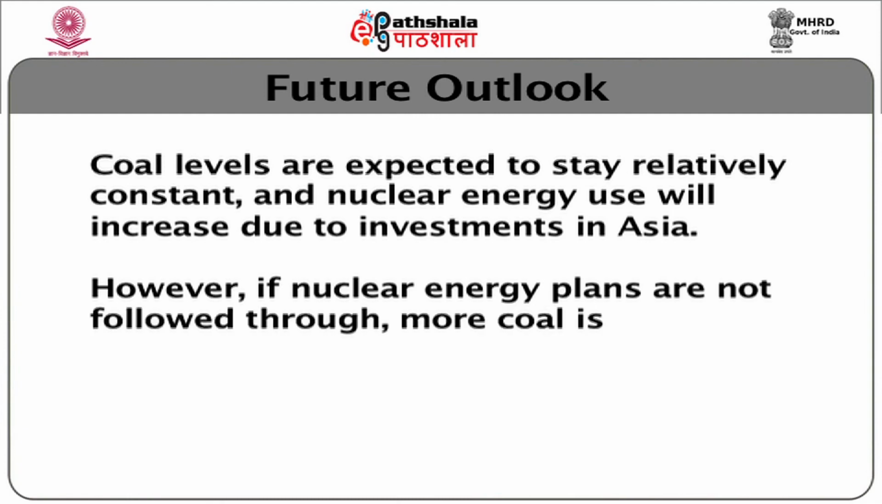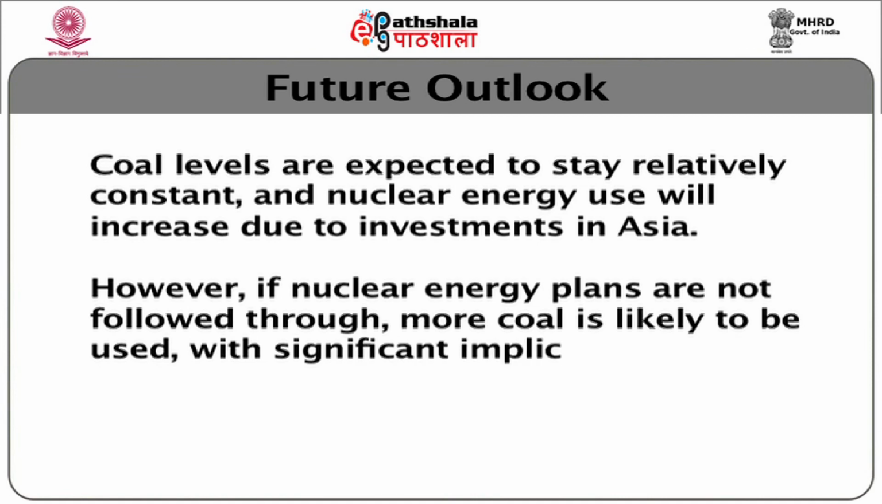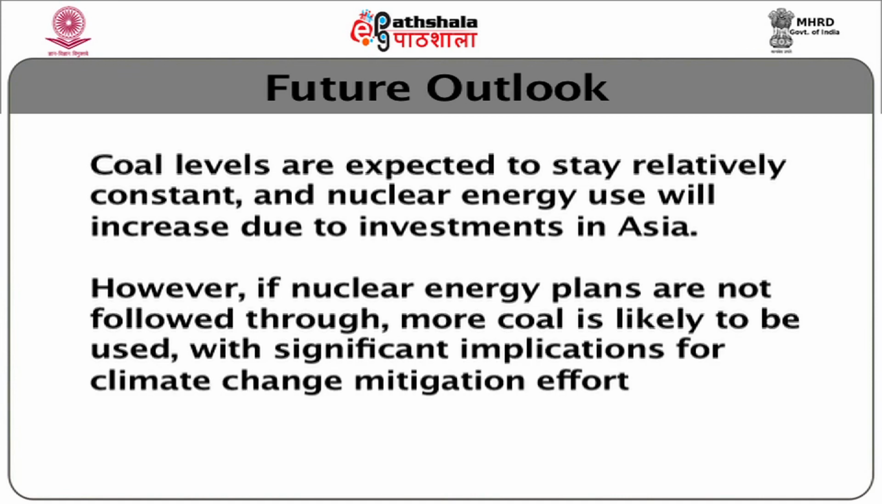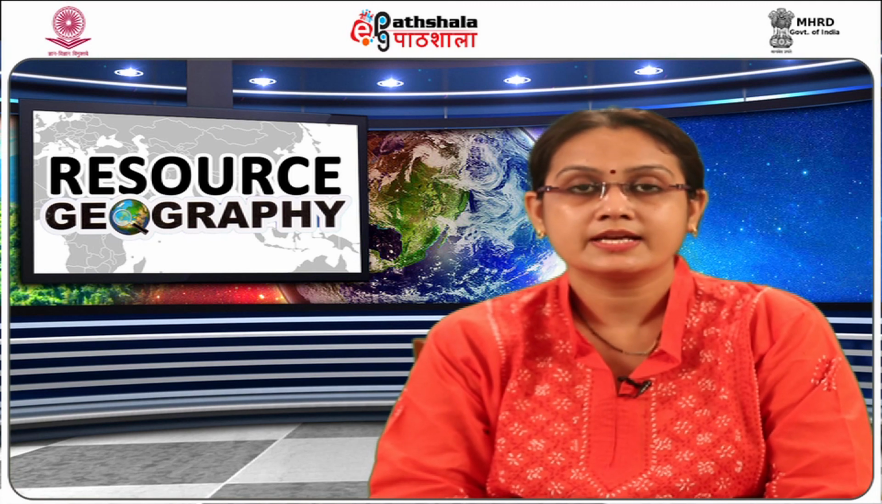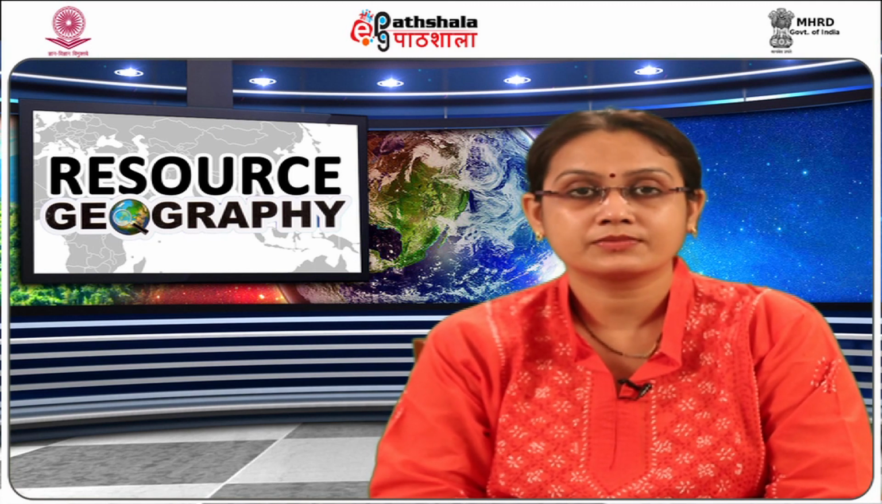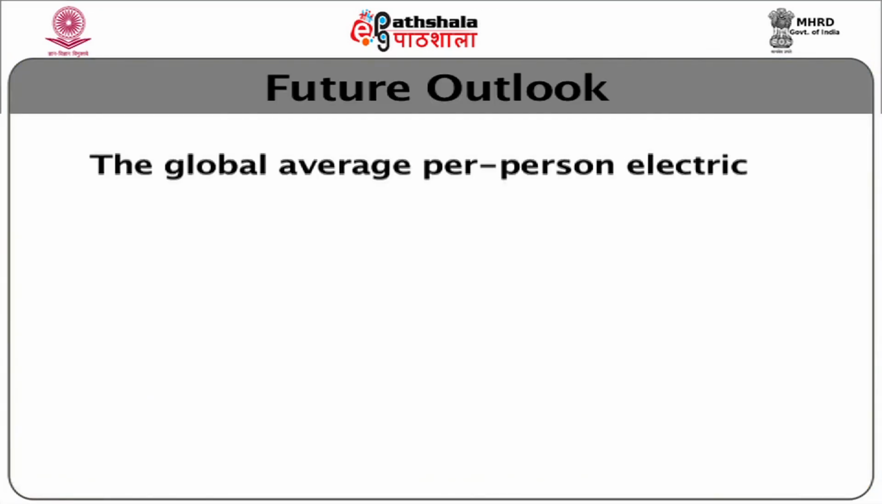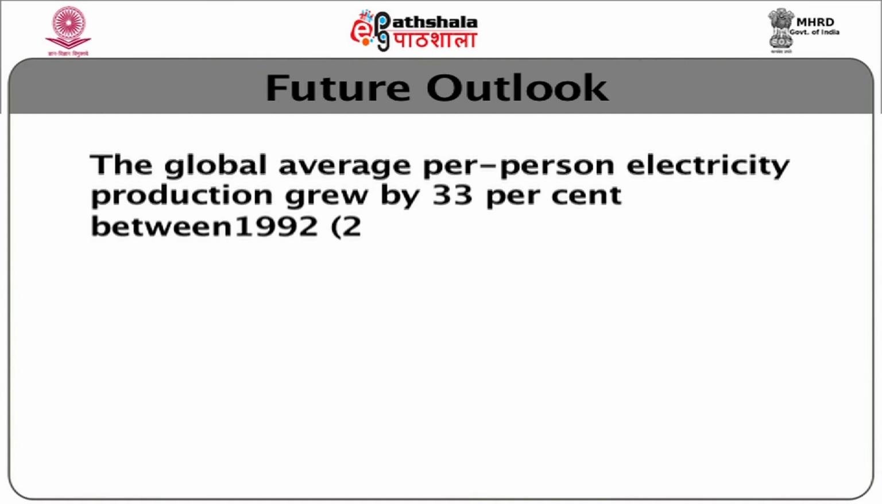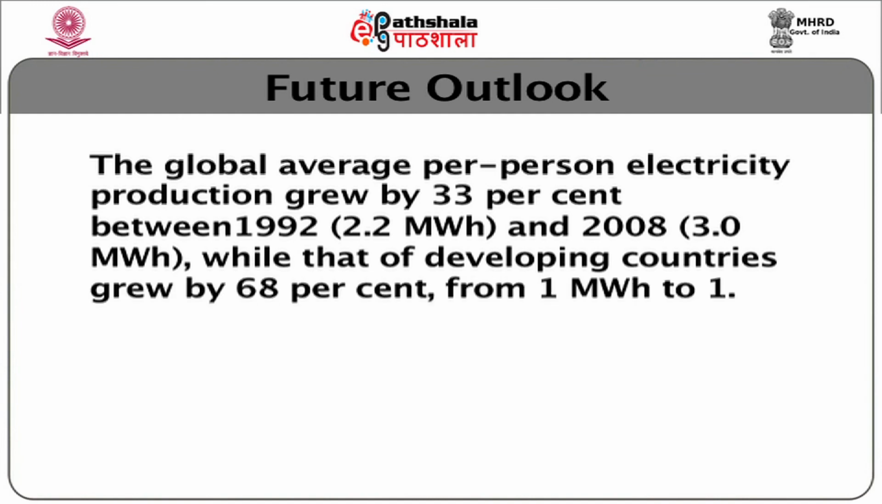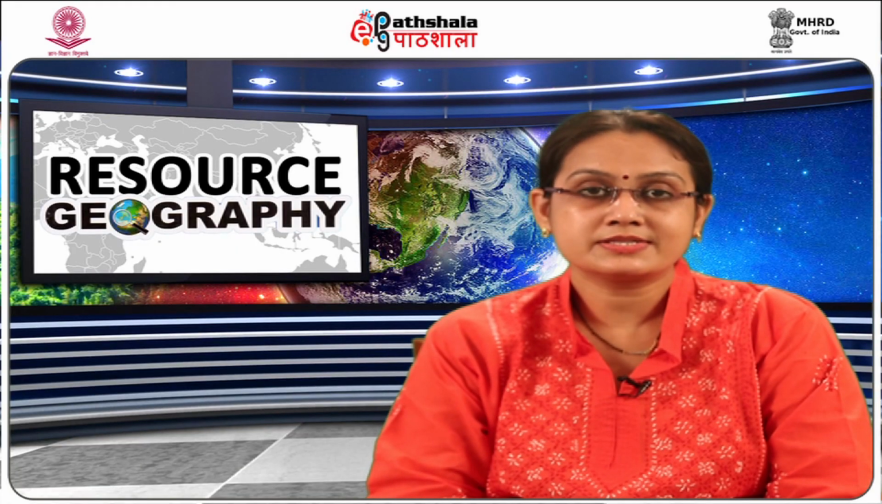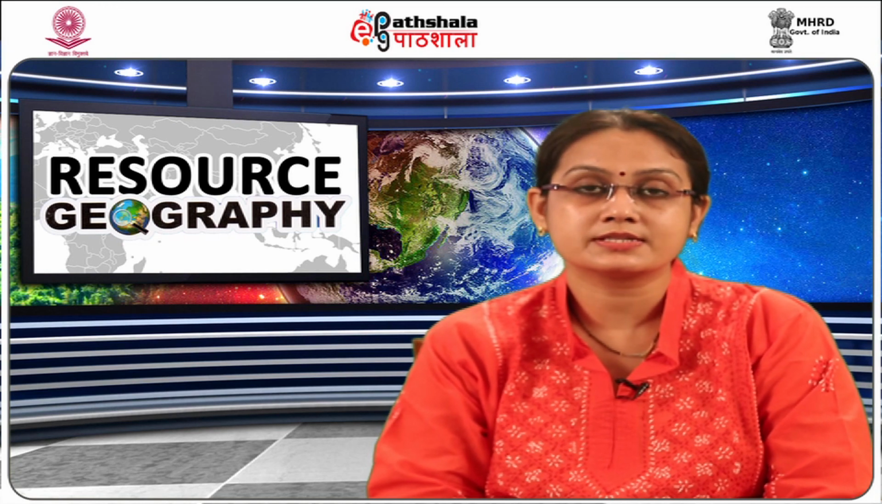However, if nuclear energy plants are not followed through, more coal is likely to be used, with significant implications on climate change mitigation efforts. On a per person basis, the largest growth in electricity production occurred in the developed countries and will continue. The global average per person electricity production grew by 33% between 1992 and 2008, while that of developing countries grew by 68%. So, there is a contrast between these two regions.